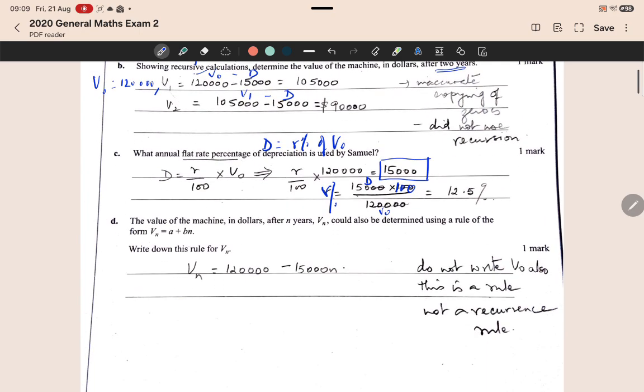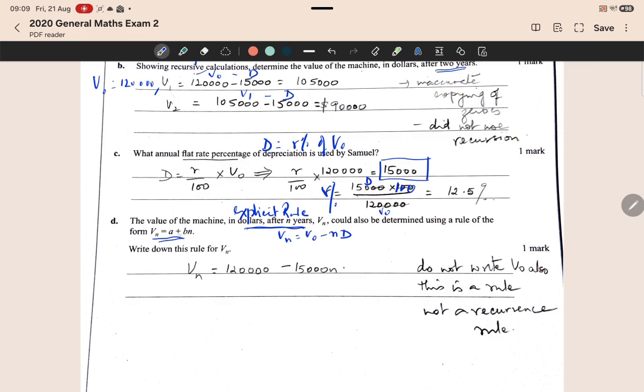Part D, the value of the machine after n years. So this is the explicit rule, which is Vn is equal to V0 minus the number of years and the depreciation per year. It's also called the explicit rule. It could also be determined using this particular rule.